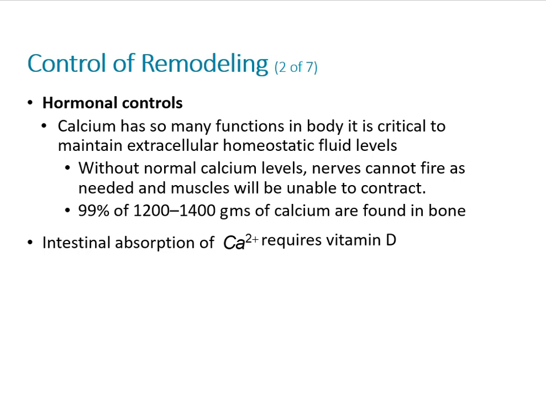Calcium has a lot of functions in the body. It's critical to maintain mitosis. It's needed for neurotransmitter release, but it's also needed to maintain extracellular homeostatic fluid levels. And that includes how much calcium is in the blood. Nerves cannot fire, they can't release their neurotransmitters, muscles won't contract, so we need to make sure that we have plenty of calcium in the blood so it can do what it needs to. But a lot of calcium is stored in bone, so it's a great reservoir of calcium if it's needed. We also need a certain amount of calcium to ensure that our intestines are able to make vitamin D. So there's a lot of different reasons why we might need calcium.